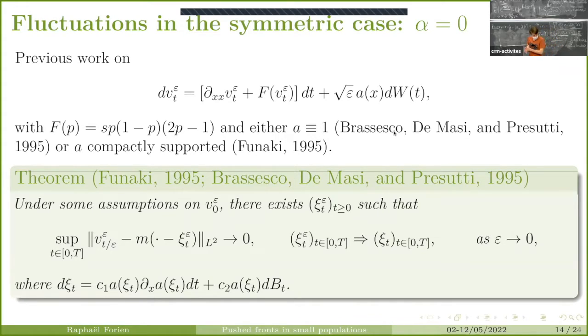And what they proved is that if you make some nice assumptions about the initial condition of your SPDE, then if you look at V epsilon at time t over epsilon, so you speed up time by a factor 1 over epsilon, it's always close to a shift of the traveling wave profile of the deterministic equation, but shifted by a random quantity psi epsilon here. And this psi epsilon converges as epsilon tends to 0 to psi of t, which is given by this simple stochastic differential equation. And so it has both a drift term and a noise term, which are both given as a function of the function A.